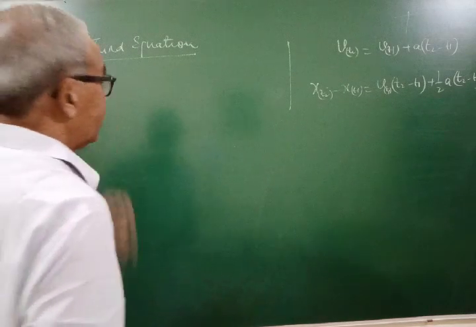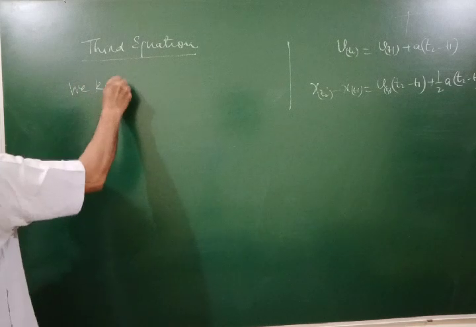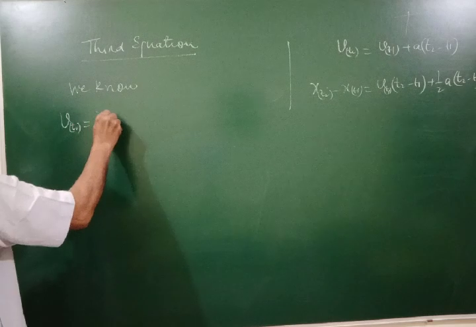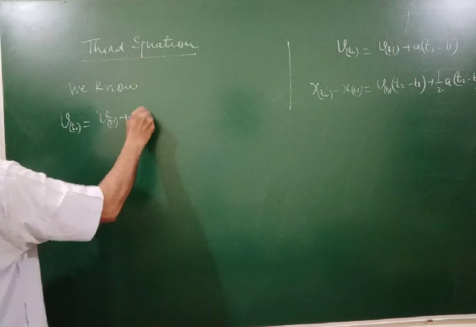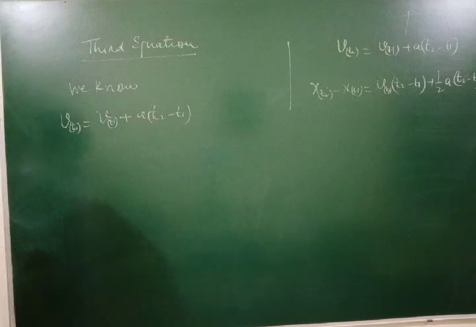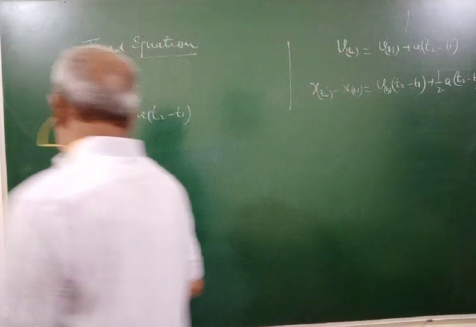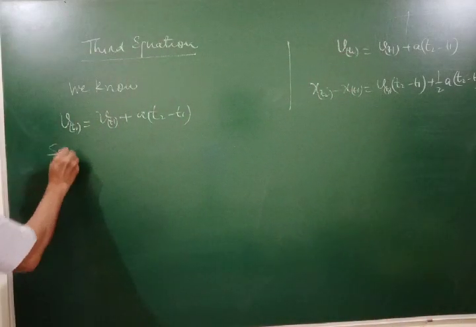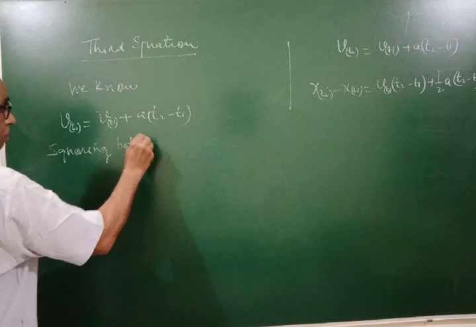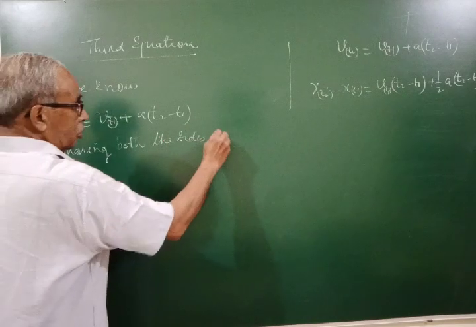So here we know V(t2) equal to V(t1) plus a into (t2 minus t1). What is a? This a is the uniform acceleration. Squaring both the sides of this equation.